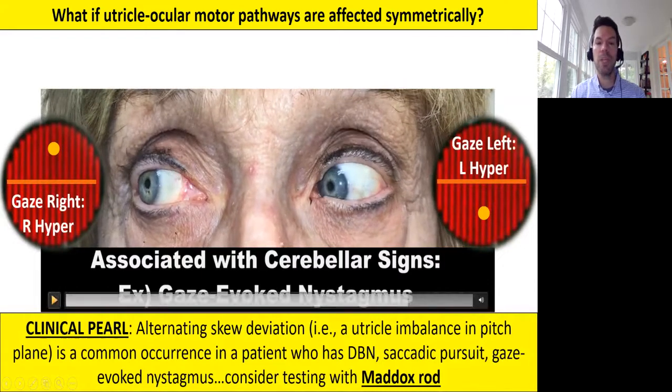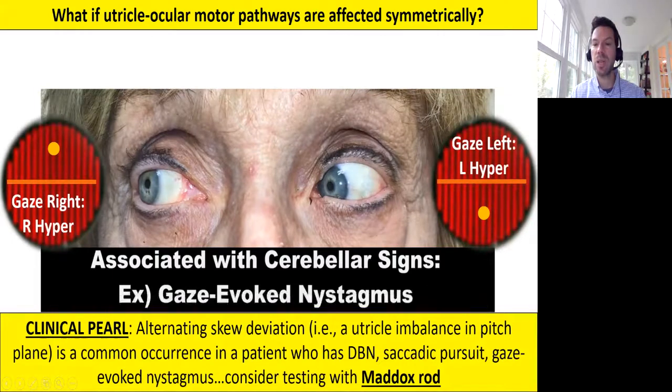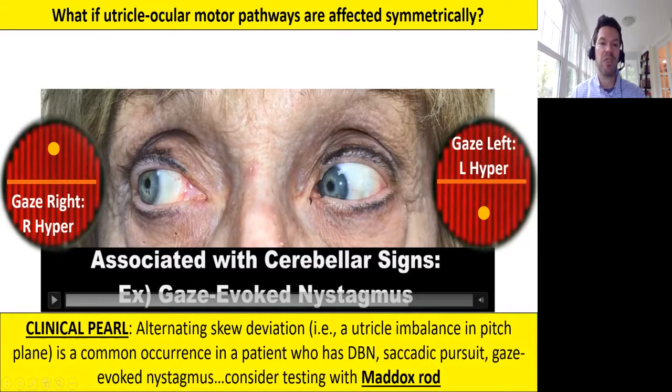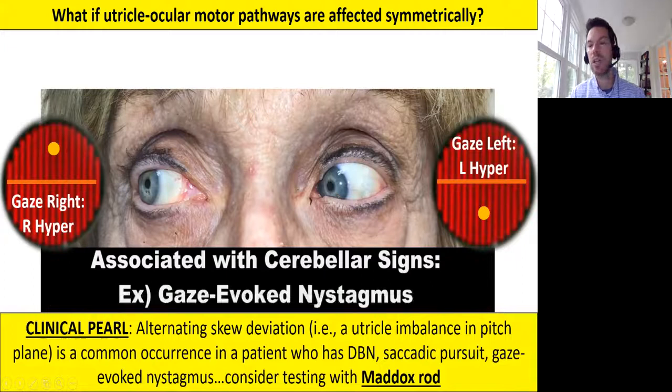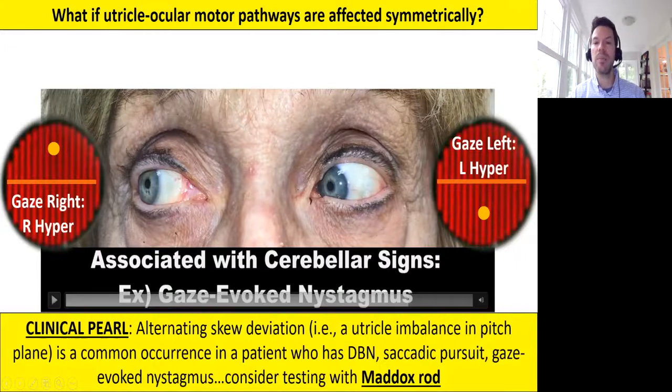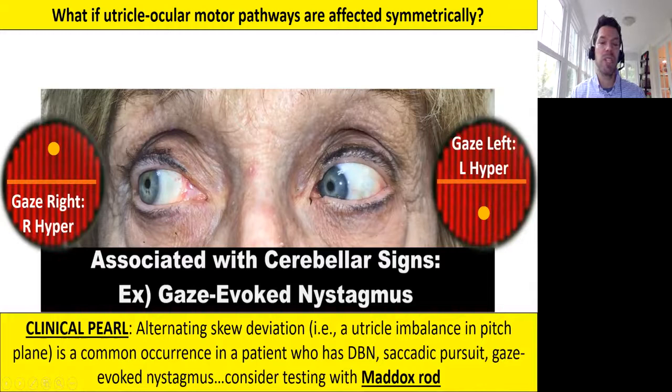This is the kind of situation where I like to use the Maddox rod. I don't have time to get into the Maddox rod. If you're interested in learning about the Maddox rod, again, this is something that costs about $30. Forgot to mention, but the bucket test can be made at home. There are instructions online through the University of Pittsburgh. There's a PDF. You can make your own bucket.